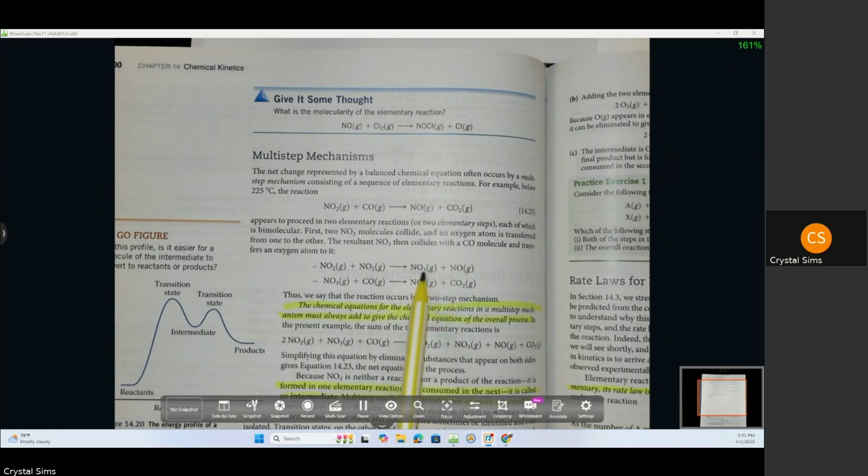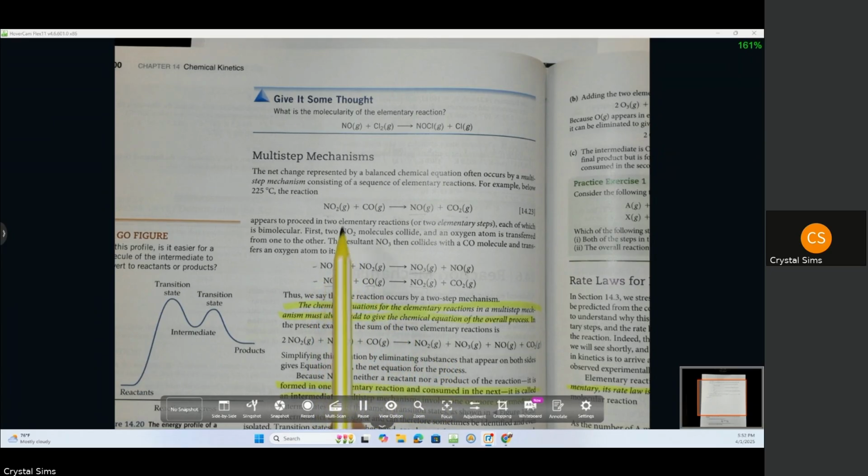And then that nitrogen trioxide ends up becoming our reactant in our next elementary step. It collides with the CO, the carbon monoxide from the original, and then that produces NO2 and CO2. So we kind of go back to what we started with. So this is a two-step mechanism. And when we put all of this together, it has to add up to give the chemical equation of the overall process.